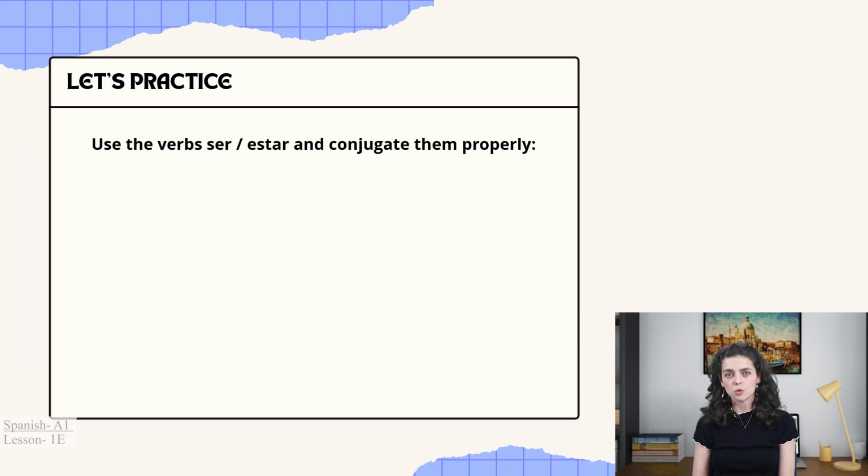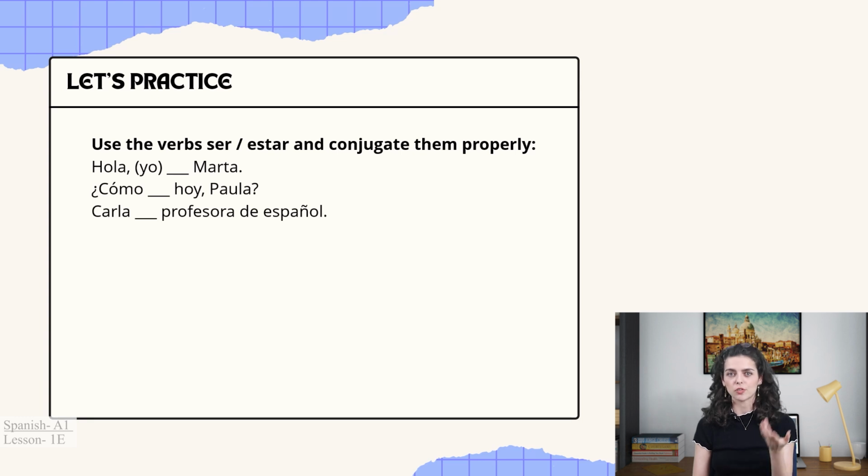Now it's time for some practice. I want you to use the verbs ser and estar and conjugate them properly. Hola, yo (blank) Marta. Marta is a Spanish name. ¿Cómo (blank) hoy, Paula? Carla (blank) profesora de español, Spanish teacher. Nosotros (blank) en clase, in class.